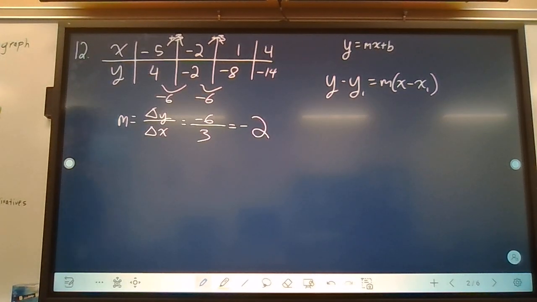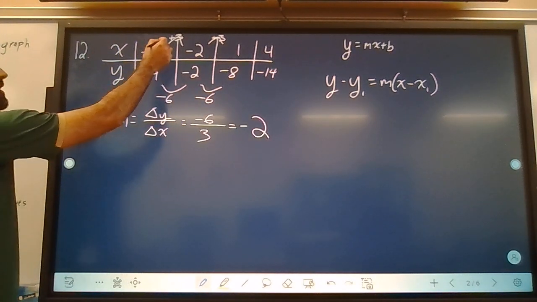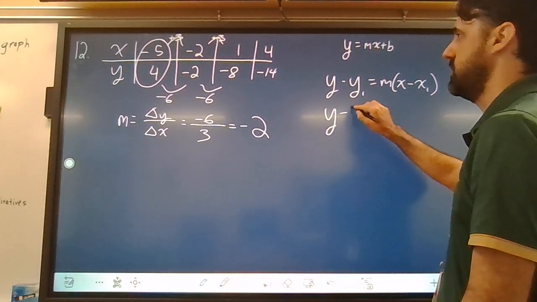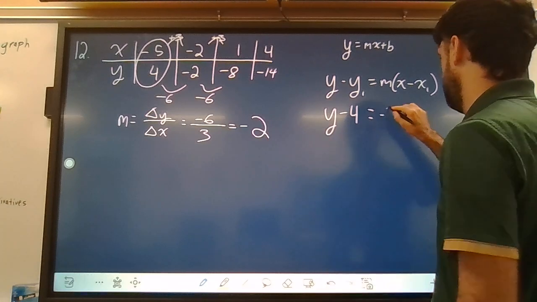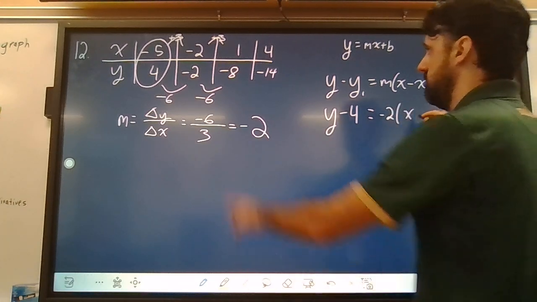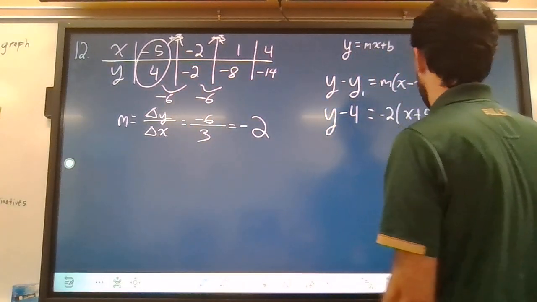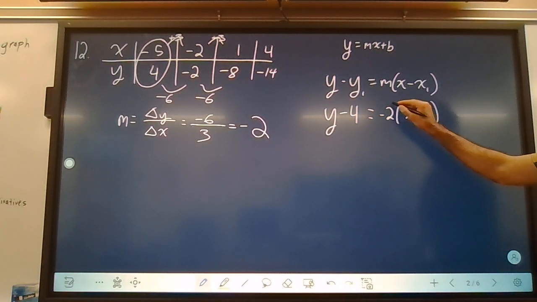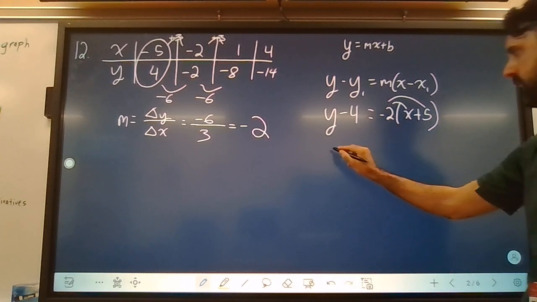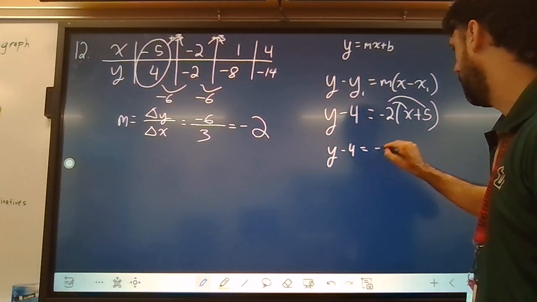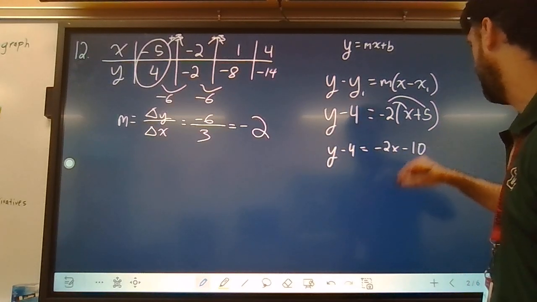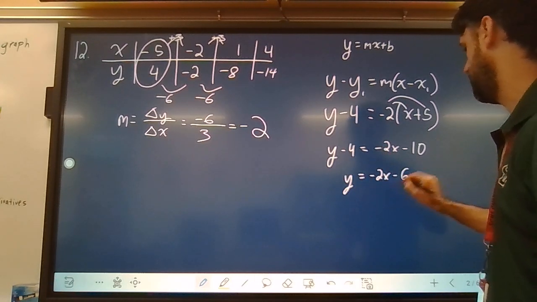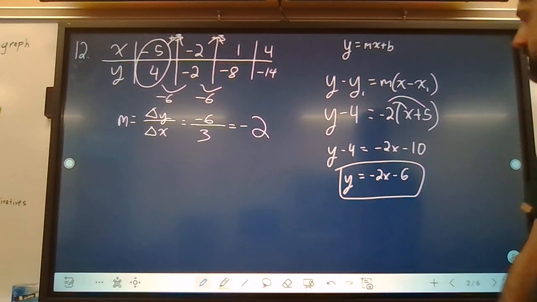Now again, you could pick any of these coordinate points. I usually just pick the first one. All right, so it's going to be y minus 4 is equal to -2 times x minus -5, or +5, right here. Just like the last question, all you have to do is distribute here. So distribute that -2. Once we've done that, the last step is to add 4 to both sides. So that's going to give us this answer right here. The answer, that's slope-intercept form.